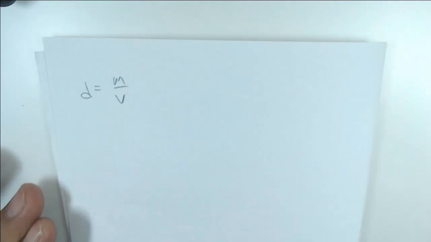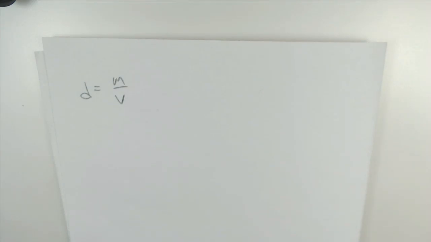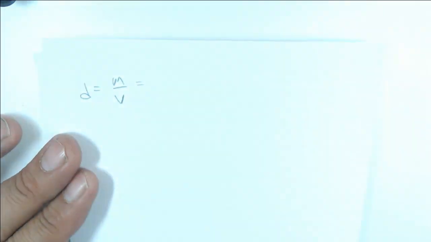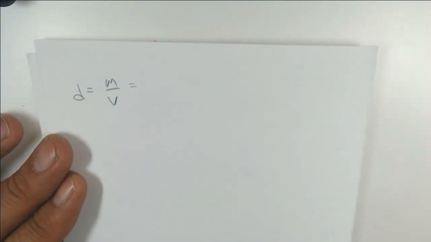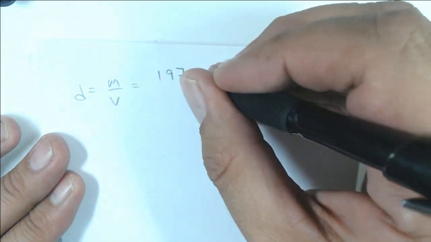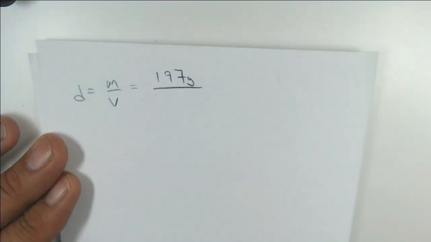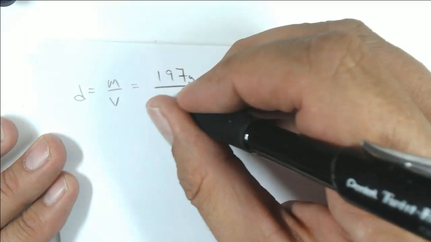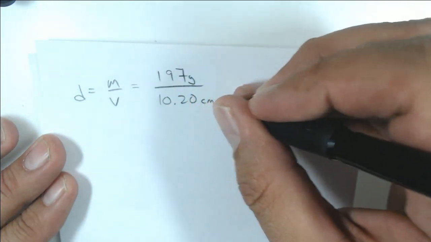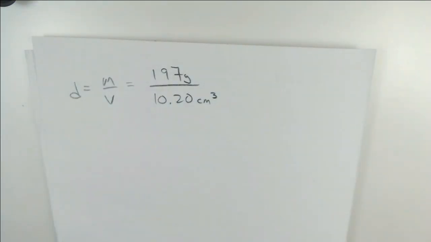All right, so here we have density is equal to mass over volume. This particular question said 197 grams was our mass, and then we're given the volume. So in this case, we're just going to plug into it. So it's 197 grams over the volume, which was 10.20 centimeter cubed. Are we able to estimate about what that value is going to be without punching any numbers in? Should be about 19 or 20 or so.